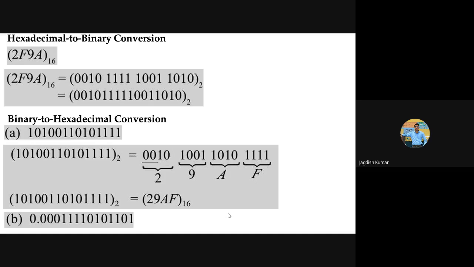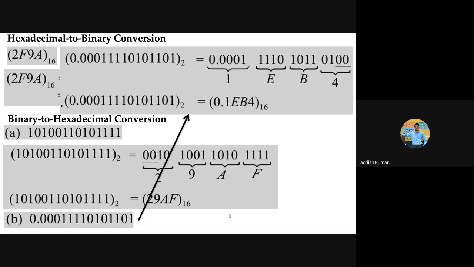0.1EB4. Well, here is the answer. 0.1EB4. The process is the same. So you have to choose the radix point in case of fractional numbers as a reference. Then from there you have to make sets of 4 binary digits. So the answer to this is 1EB4 in hexadecimal form.